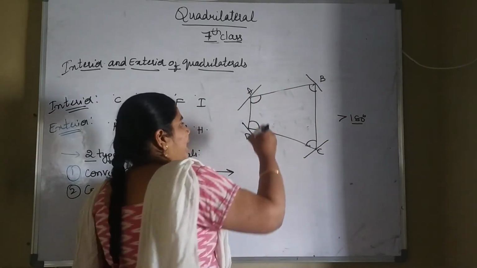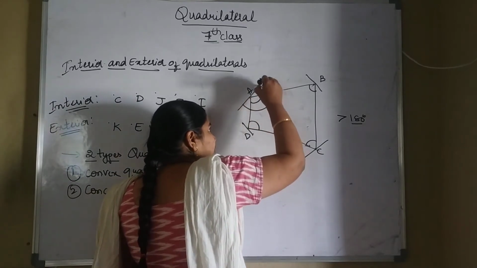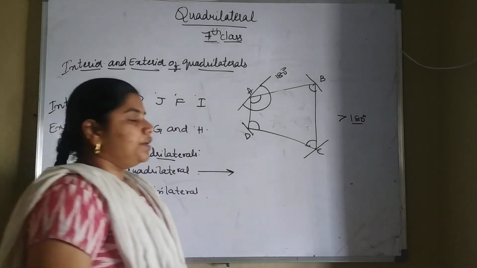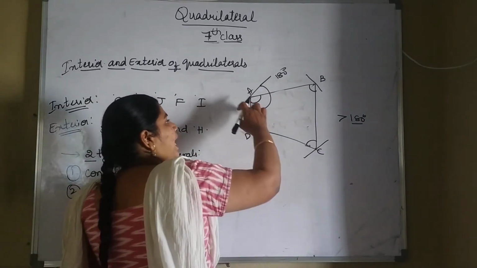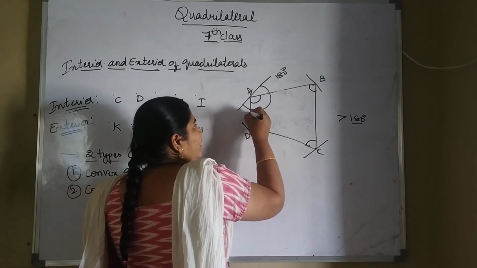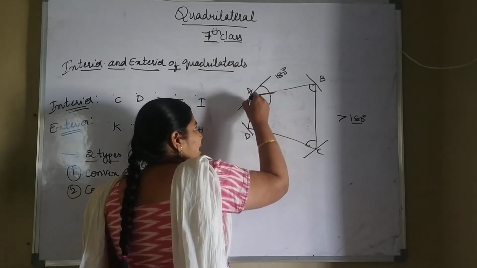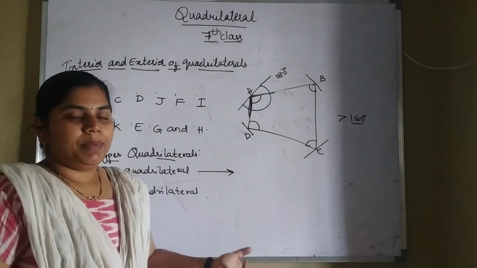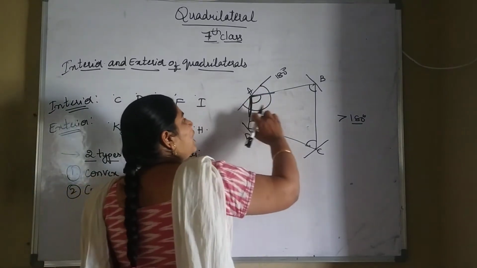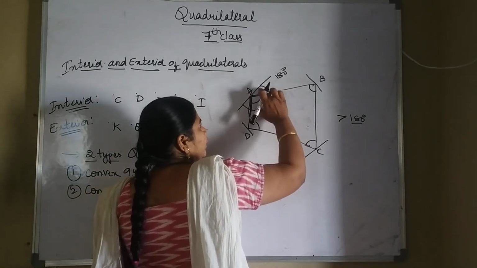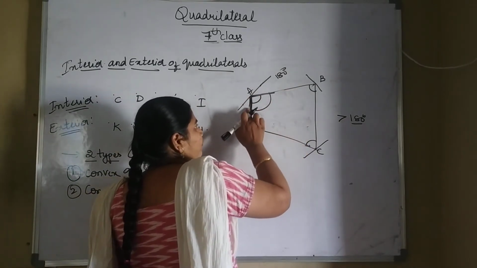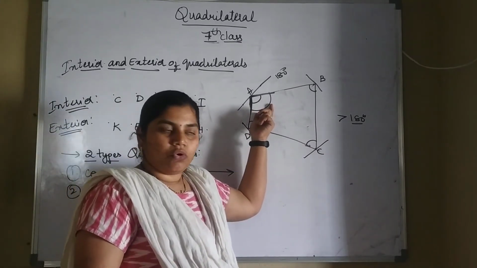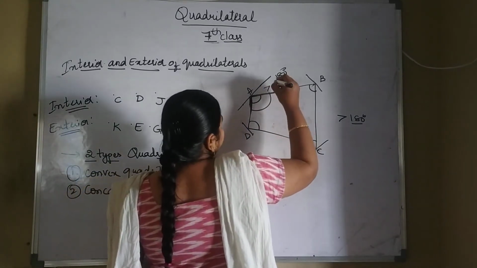If you take this angle, the full angle will be equal to 180 degrees because it is forming one straight line. This full angle is 180. But you only see this one. Will it be less than 180 or greater than 180? It will be less, because the whole angle is 180. If you take this part and this part out of 180 degrees, the remainder will be less than 180 only.